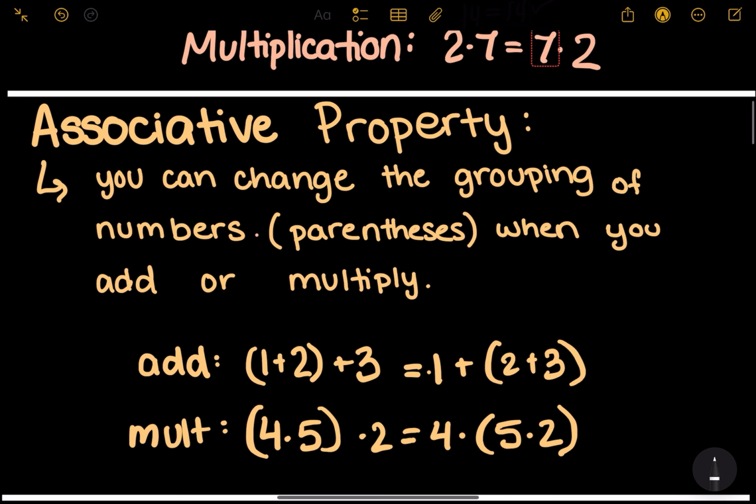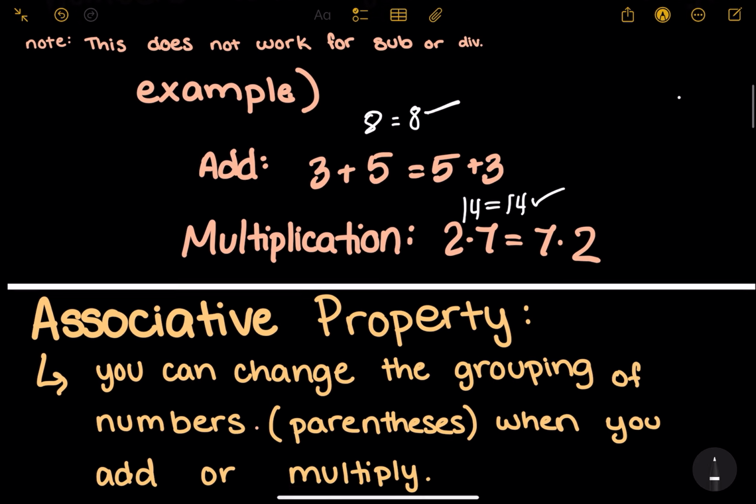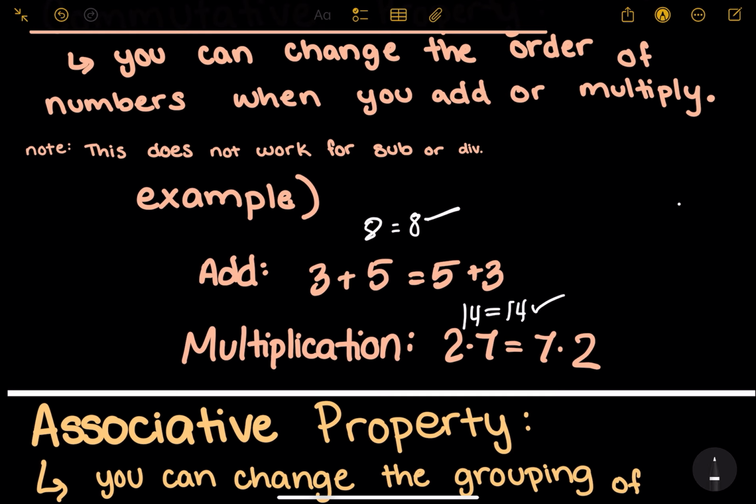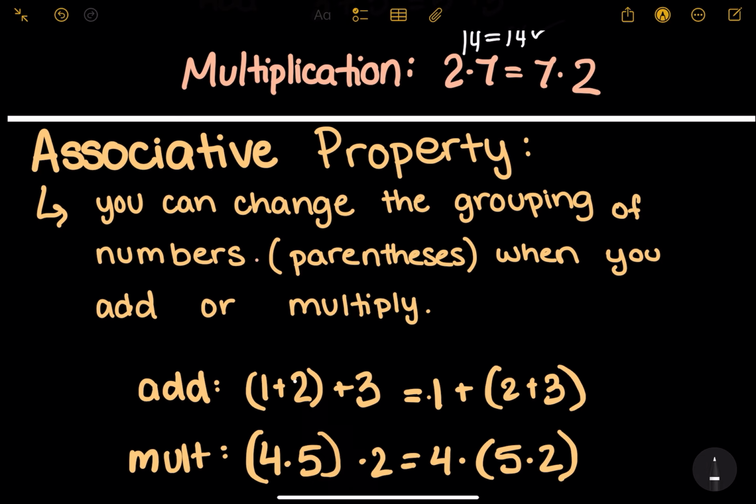Next, we have the associative property. In the associative property, you can change the grouping of numbers, which is parentheses, when you add or multiply. So this whole associative property is basically understanding the commutative property. Because it doesn't matter when you change the order, it doesn't matter whether you do a group of numbers first and then add this 3, or do this group and then add the 1.